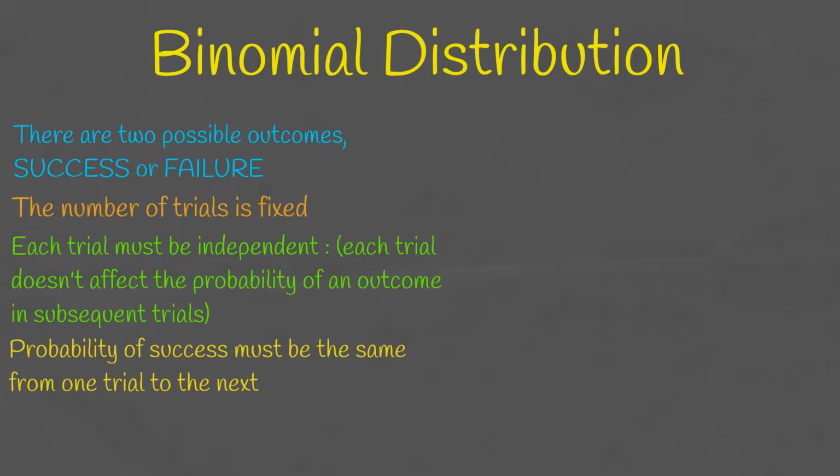For instance, if you're tossing a fair coin and the probability of getting a heads is 0.5 for the first toss, it's also 0.5 for the second toss and the third, etc.